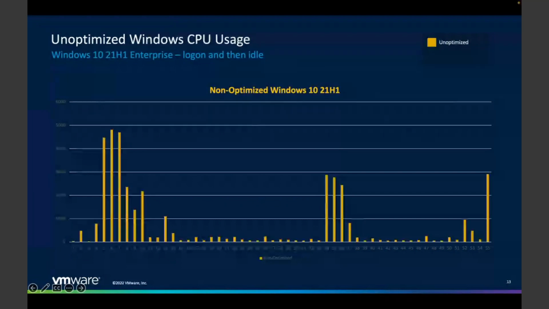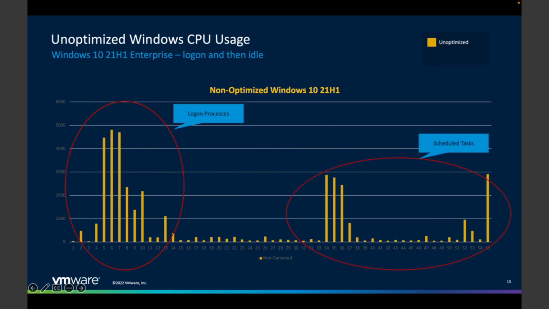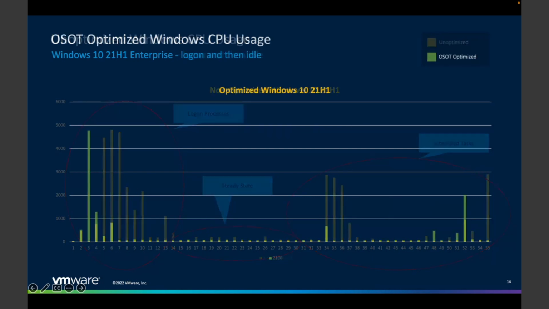Okay, so what we always recommend is to use the VMware OS Optimization Tool. Now, why do we recommend this? Here you see a chart of a non-optimized Windows 10 21H1 VM. You can see that at the beginning, we have the logon process. And then later on, we get either delayed services or scheduled tasks that execute on the system. They can get quite high, as you can see in this chart, and they can take quite a bit of time. And in between, you would see what we would call the steady state, where it's not doing anything.